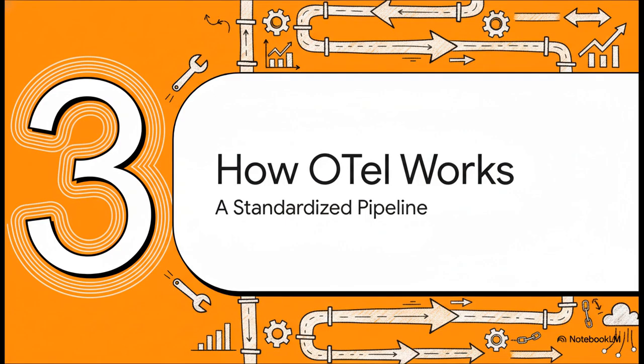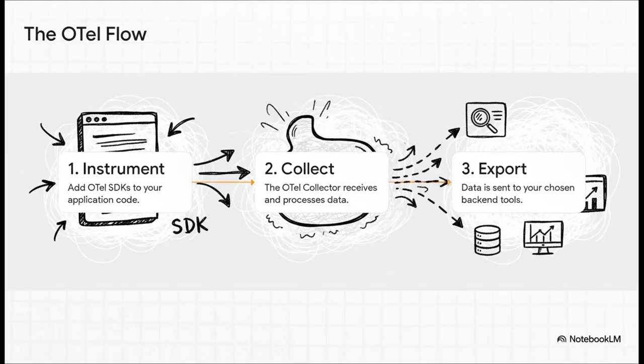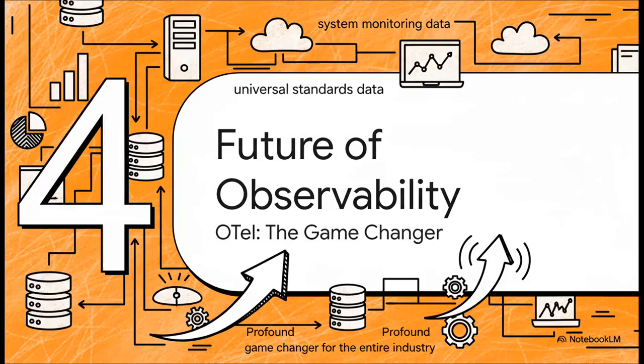So how does this pipeline actually work under the hood? Let's take a quick peek at the mechanics. It's simpler than you might think. It really boils down to this elegant three-step process. First, you instrument your app by adding the OpenTelemetry code, its SDK. Second, a piece called the collector grabs all that data. And third, the collector exports that data to whatever observability tools you already know and love. Simple as that.